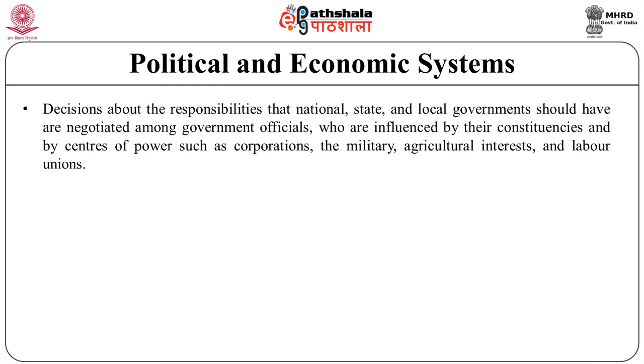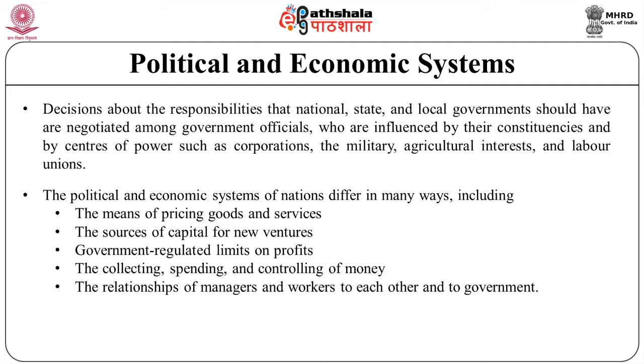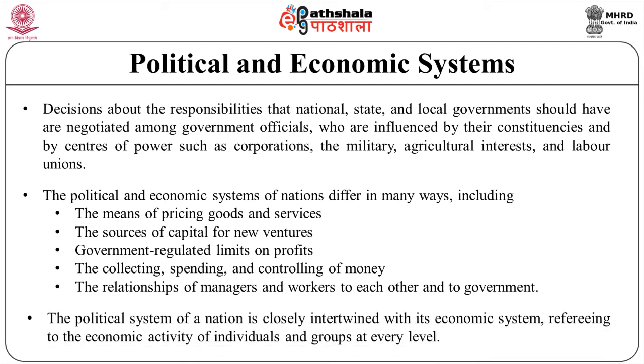Decisions about the responsibilities that national, state and local governments should have are negotiated among government officials who are influenced by their constituencies and by centers of power such as corporations, the military, agricultural interests and labor unions. The political and economic systems of nations differ in many ways, including the means of pricing goods and services, the sources of capital for new ventures, government regulating limits on profits, the collecting, spending and controlling of money, and the relationship of manager and worker to each other and to the government. The political system of a nation is closely intertwined with its economic system, referring to the economic activity of individuals and groups at every level.